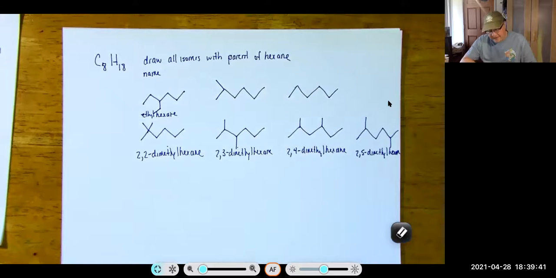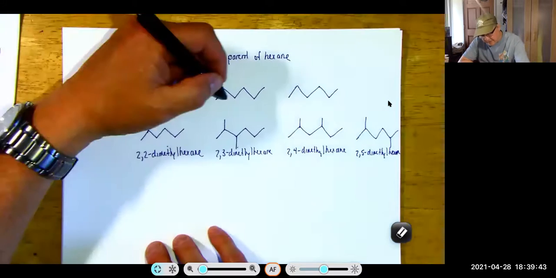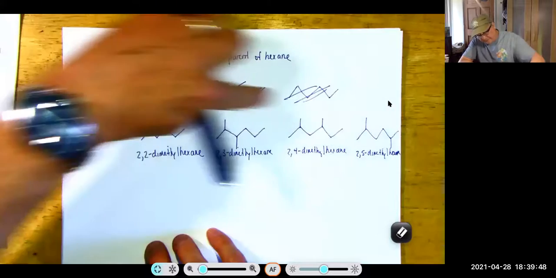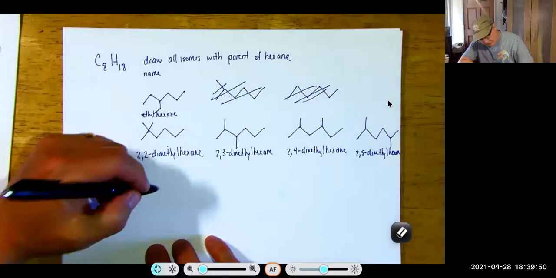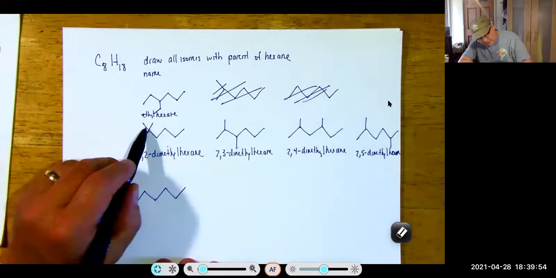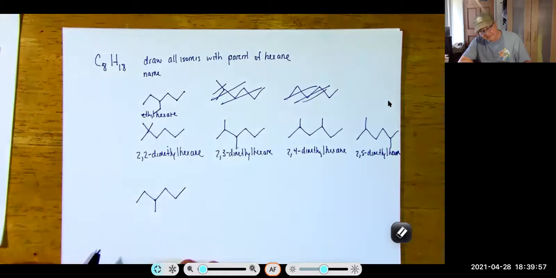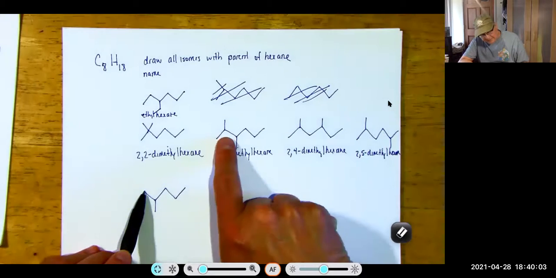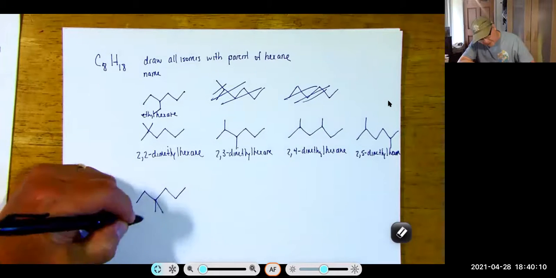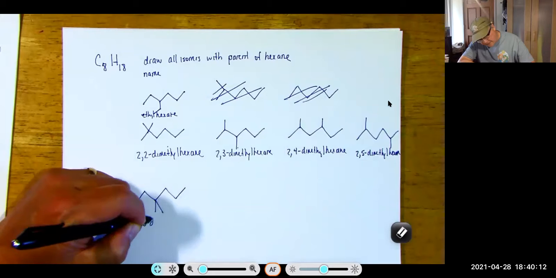Now, I'm going to get rid of these because we're going to make all of these ethyls. And now I'm going to draw some more here. Now I like to move to here. And now where am I going to put the other one? Well, if I put the other one here, that's the same as this guy, right? But I could put it here. And that's a 3,3-dimethyl hexane.